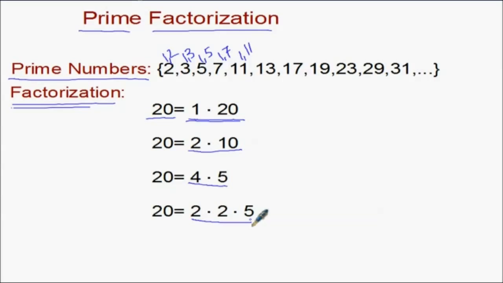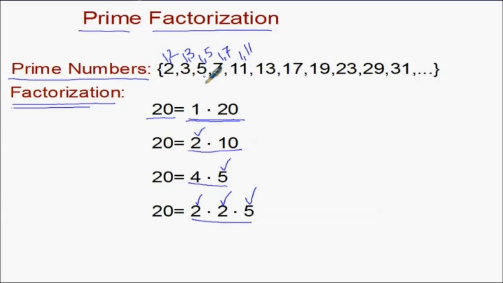Now, let's check these numbers which we use for factorization. Is 1 a prime number? No, it is not. Is 20 a prime number? 20 is not in here, so 20 is not a prime number. Is 2 a prime number? Yes, it is. Is 10 a prime number? No, it is not. Is 4 a prime number? No, it is not. Is 5 a prime number? Yes, it is. Now, is 2 a prime number? Yes. Is 2 a prime number? Yes. Is 5 a prime number? We have checked. Yes, it is a prime number.